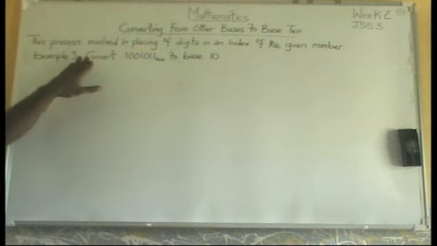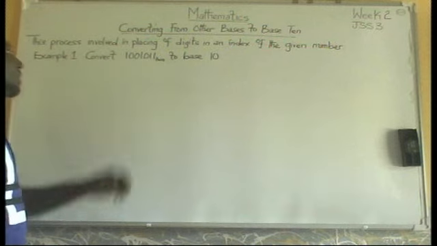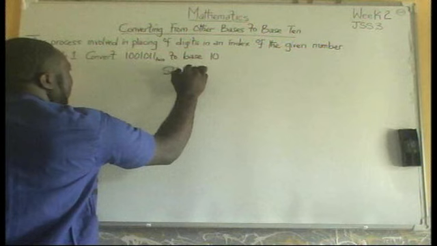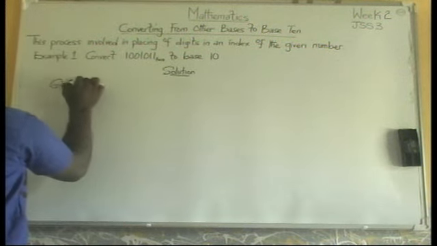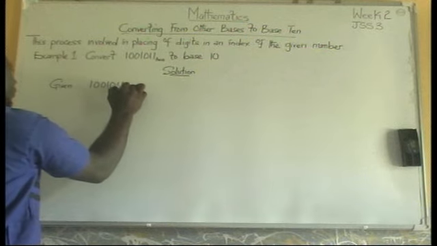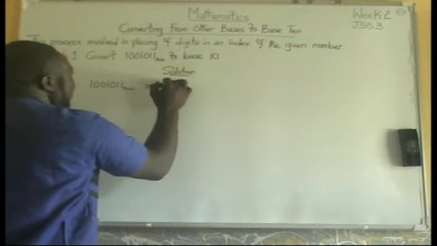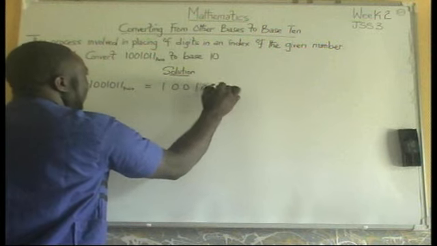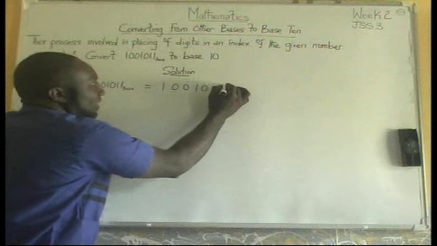Example 1: convert 1001011 base 2 to base 10. How can you do that? Solution: given 1001011 base 2, then don't forget, we expand it. Let's space it out: 1001011.